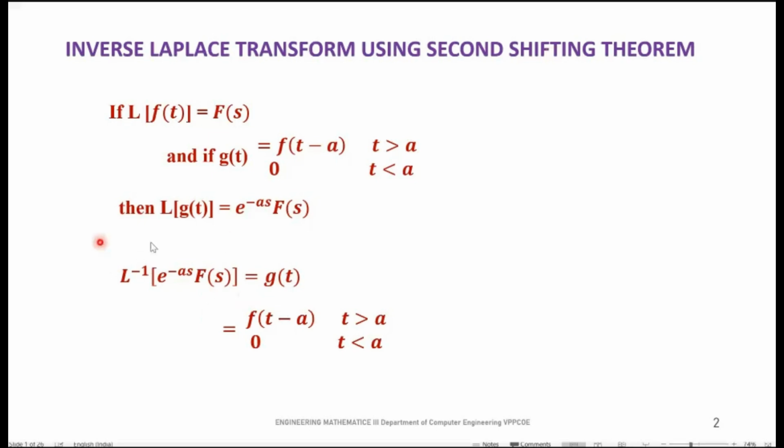So the answer for this will be: you have to write what is a from the given problem, so that the limits can be defined and we can write f of t minus a. Once a is known to you, you have to calculate the inverse of the function other than e raised to minus as, that is f of t. So L inverse of F of s will become f of t, and in that f of t replace t by t minus a. Okay?